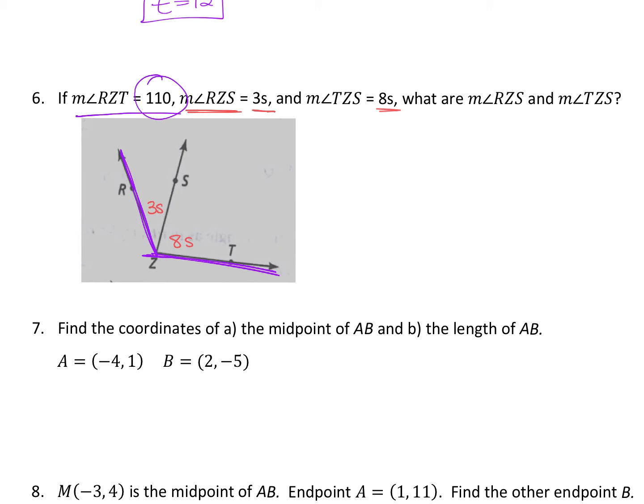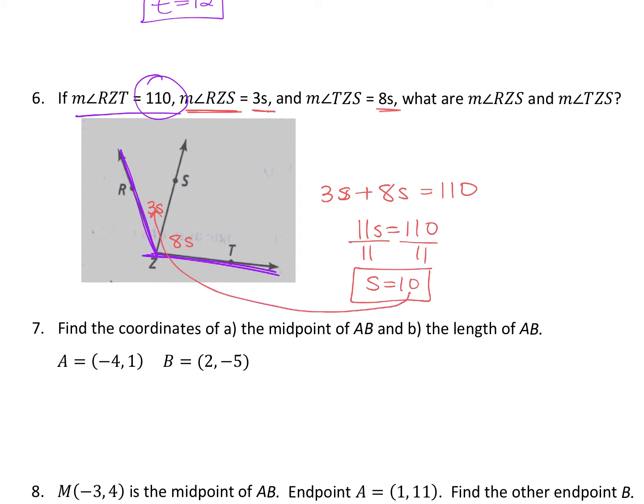Set them equal? Set them equal to 110. Add them together, right? So 3S plus 8S should equal the 110 degrees. So 11S equals 110. Divide by 11. So S is 10. So to find the measures of the angles, you'll plug that 10 in here and here. So this is 30. This is 80, and if you add those together, you do get 110, so then you know you got the right answers. Questions on that?